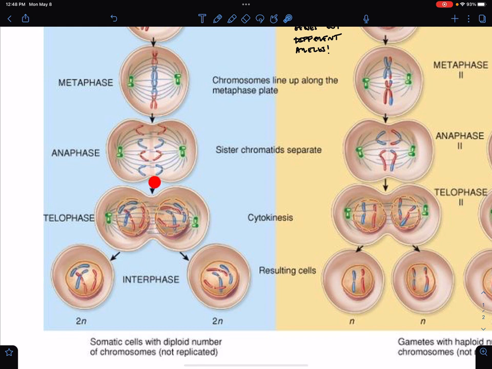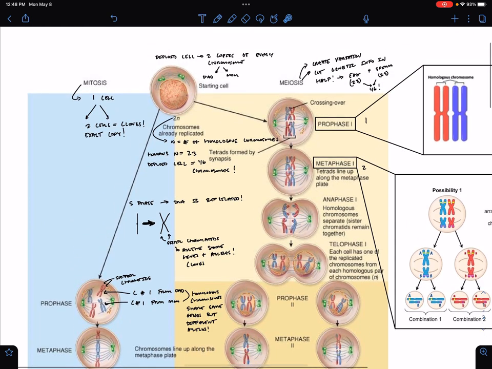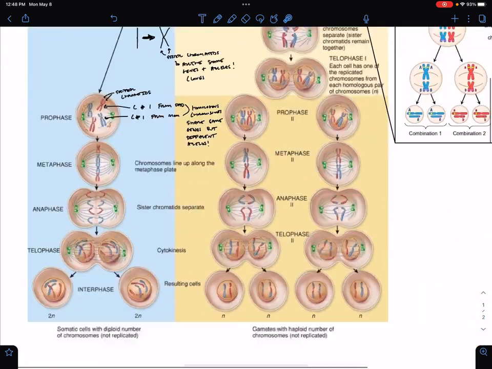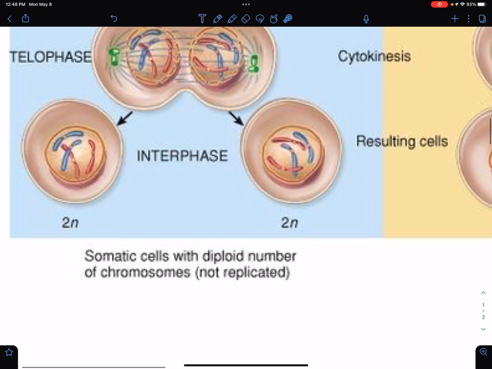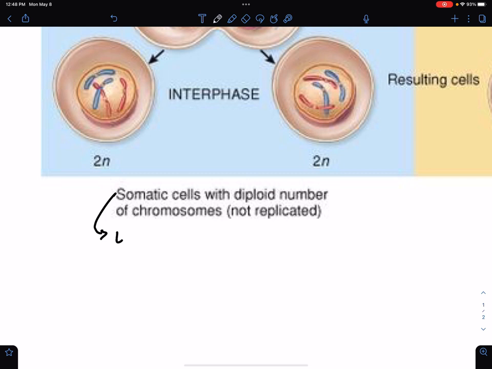So anyway, when we divide these two cells, ultimately, we end up with one cell that has a copy of every single chromosome that this original cell had, and this cell also has a copy of every single chromosome that this original cell had. So they end up with the same number of chromosomes in total. So these are both still diploid cells, and the diploid number has not changed. So if this were a human, we would see this cell has 46 chromosomes, and this cell has 46 chromosomes. Somatic cells is just a fancy way of saying cells of the body.